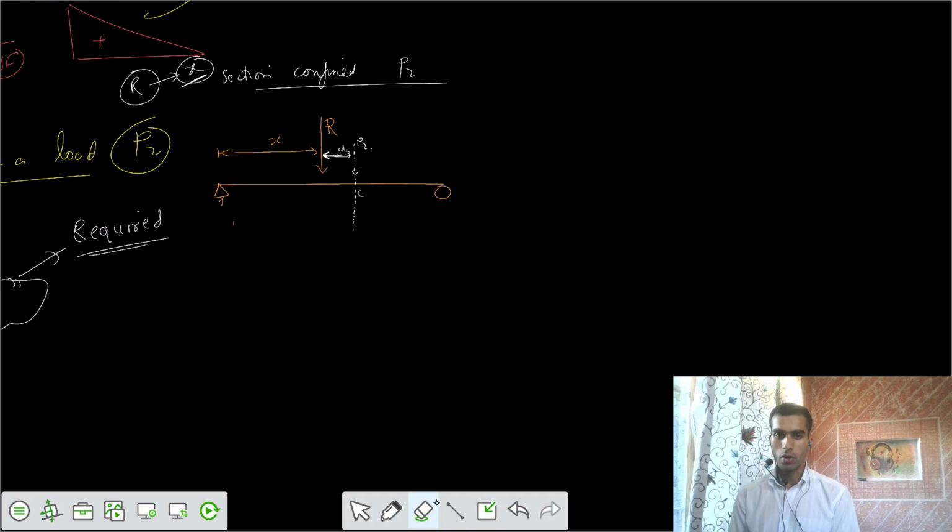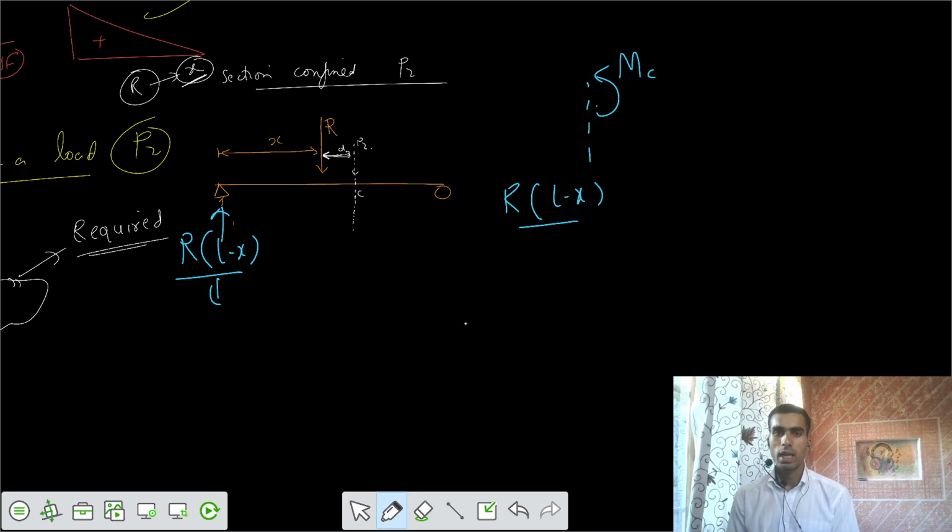You can get the reaction, which is R times (L minus X) by L. If you calculate the summation of moments about this section, the moment would be MC equals R times (L minus X) by L into (X plus D), and the resultant is in the opposite direction, so minus R times D. That equals the moment at C.